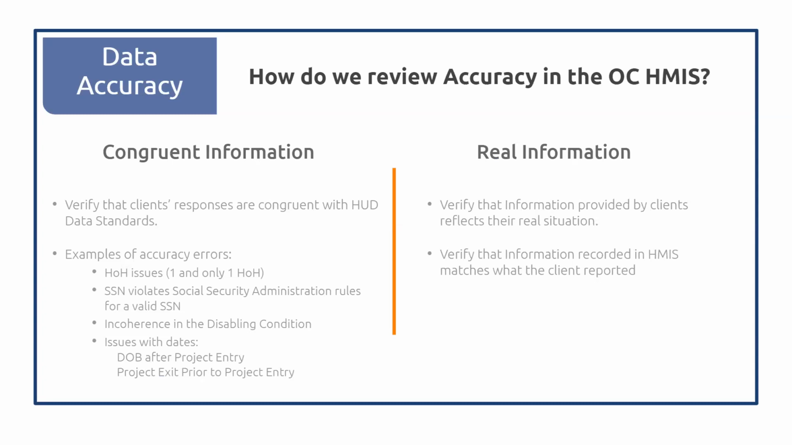Data accuracy could be broken down further into two parts. The first is that the data entered into HMIS is congruent with HUD data standards. In other words, we need to verify that the data is logical and makes sense per HUD data standards. For example, some data accuracy errors are a household without a head of household, invalid social security number, incoherence in disabling condition, typos with dates, for example, date of birth is after the project entry or project end date is prior to project entry.